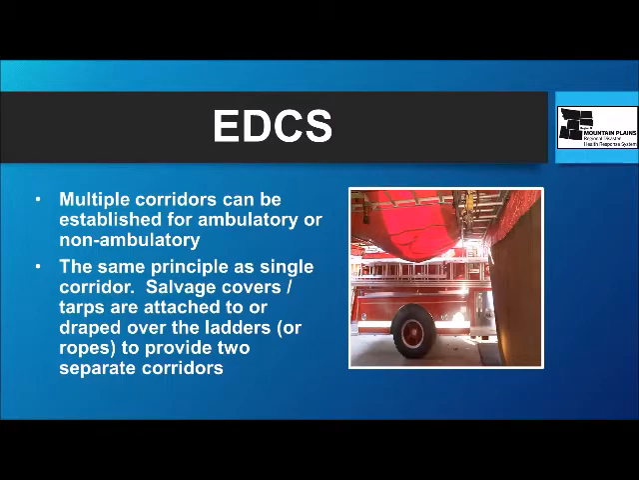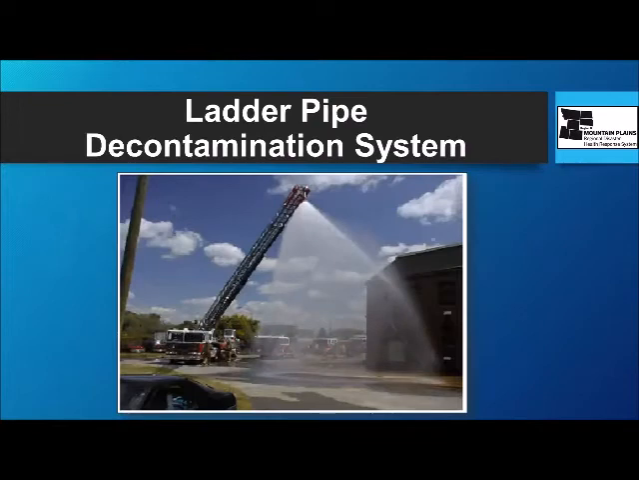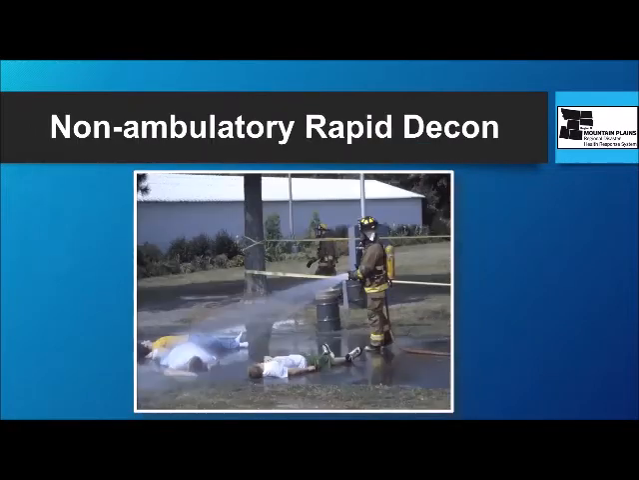In this photo, you can see the hose hanging from the ladder to provide for low pressure, high volume shower. And here you see a ladder pipe decontamination system with a high volume shower capability. Non-ambulatory rapid decon can be done just as you see in this photo. Of course, the one concern with something like this is that the runoff is contaminated and these individuals are lying in that runoff. So you really want high volume and you'd like to get them off the accumulating runoff as soon as possible.